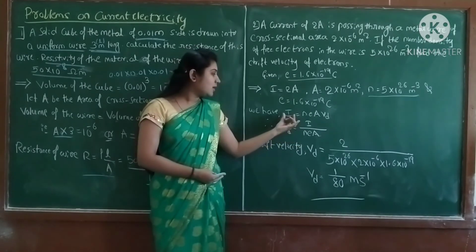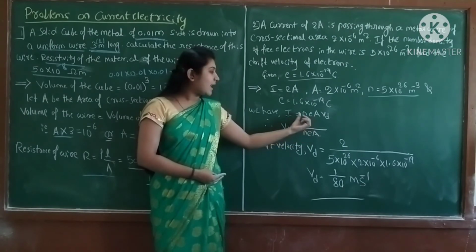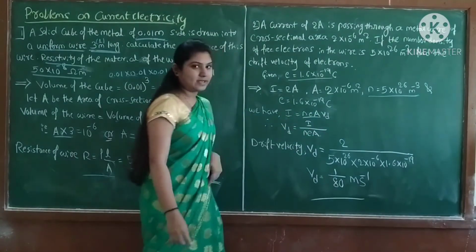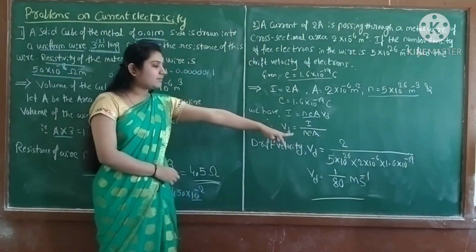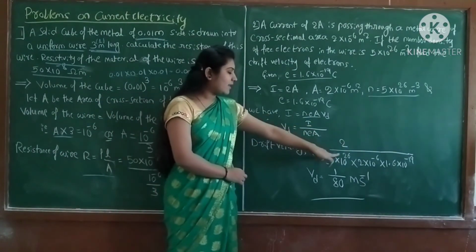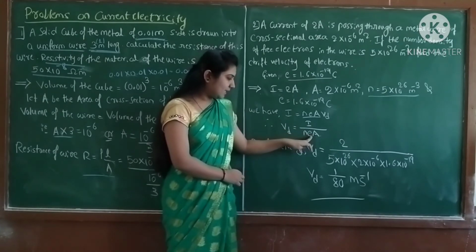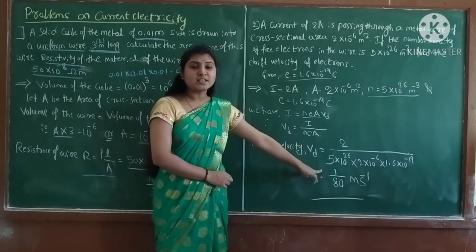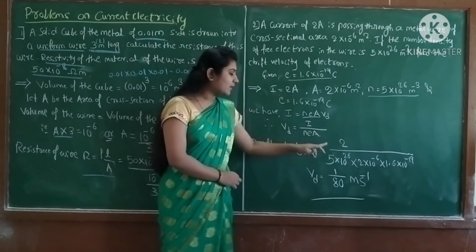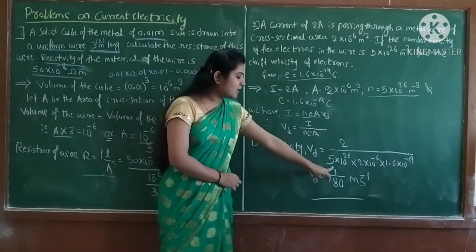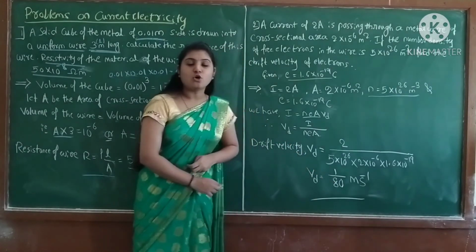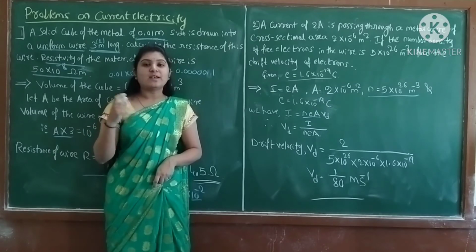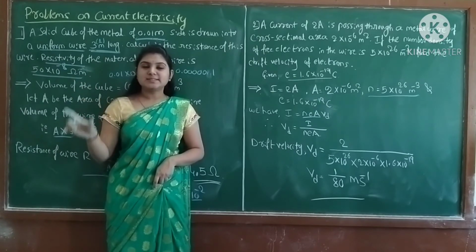v_d is equal to I in the numerator and all these three terms in the denominator. So now you put the value there. I is the 2 divided by n value, e value and A value. Just you put there. So solve that one and you will get the answer. How much here? 1 by 80. So by this the drift velocity you are getting how much? 1 by 80 meter per second.